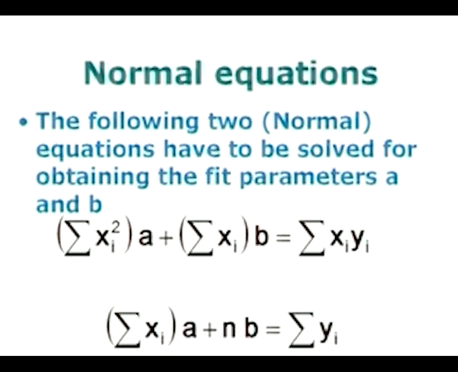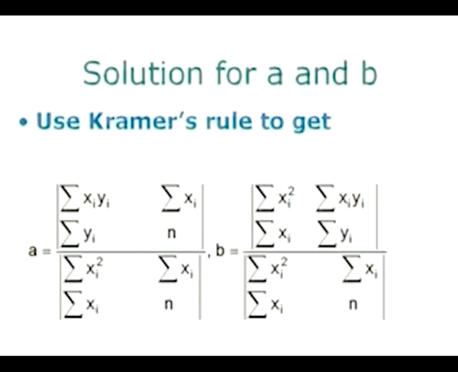The solution to these two equations is indicated in the next slide. We use Cramer's rule, which is familiar to all of you. The constant a, or the parameter a, is obtained as the ratio of two determinants. The top one has sigma xi yi, sigma xi, sigma yi and n as the elements. The denominator is sigma xi squared, sigma xi and n. The denominator is the same for the two parameters, only the numerator is different, because we replace the columns by the right hand column and then obtain the two constant quantities a and b.